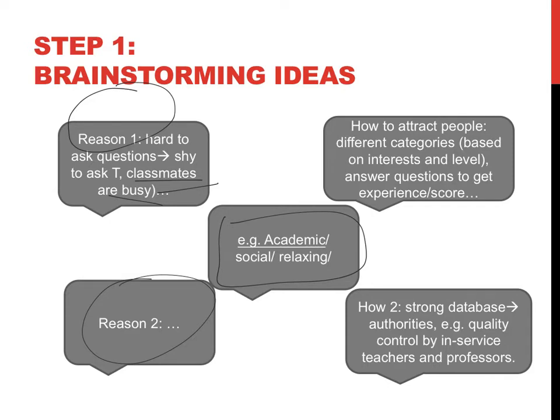And then point number 3, how to attract people. So you can say that the app is very user friendly, or the app is very useful, or some of you talk about experience, like an RPG game, where the more you use it, the higher the score you will have, and then gradually people will use it. That's good. Or you can talk about a very strong database, because you have authorities, or you have quality control by teachers and professors. If you're talking about academics, that shows this is very good, so people will use it. That's fine. But the main point is you have to brainstorm ideas.